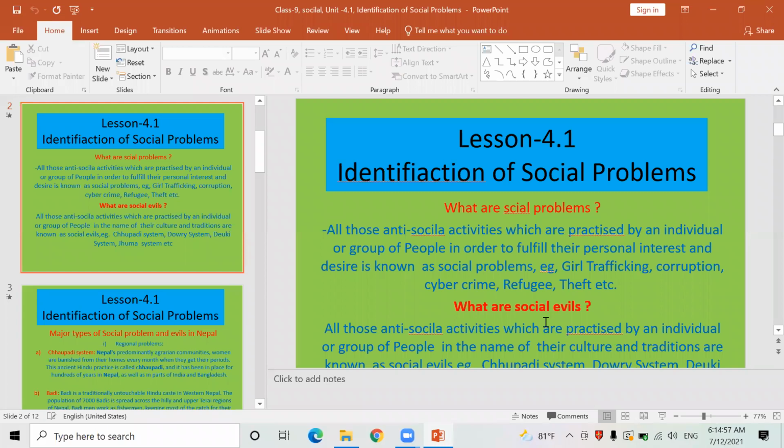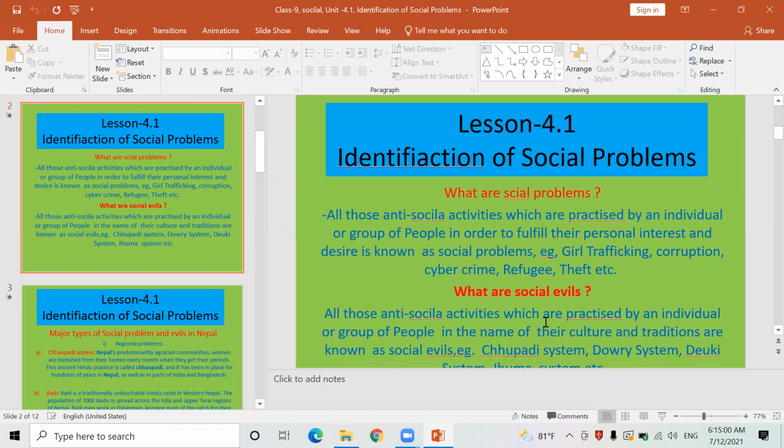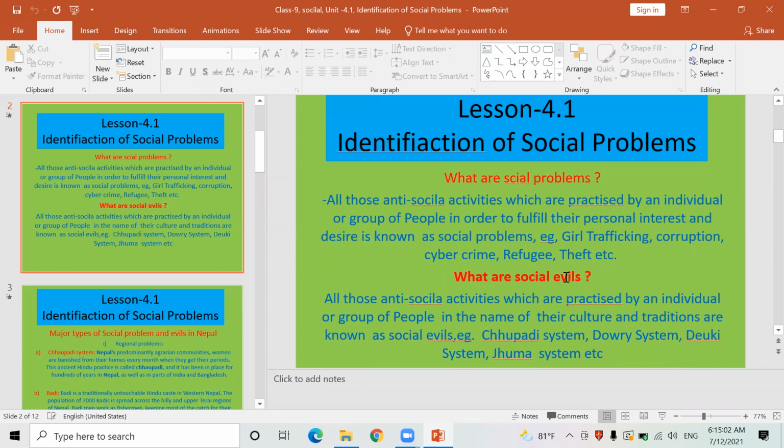Now let's go to the next topic. Next definition. I mean definition of social evil. What are social evil? Question goes like this. All those antisocial activities which are practiced by an individual. Okay, social evil are also antisocial activities. It is also practiced by an individual or group of people. But this social evil is practiced by an individual or group of people in the name of their culture and religion, in the name of their culture and tradition.